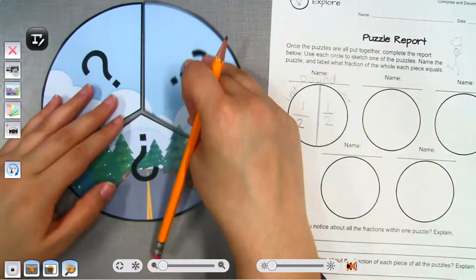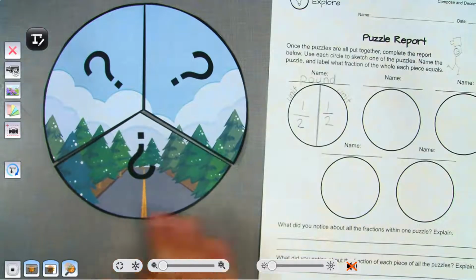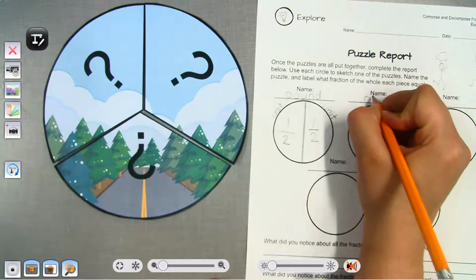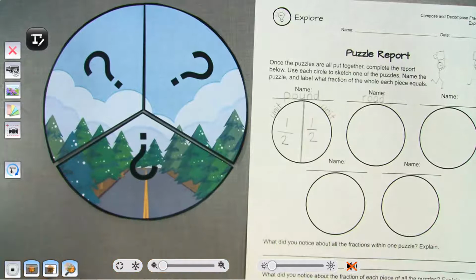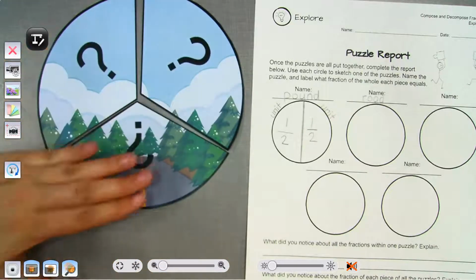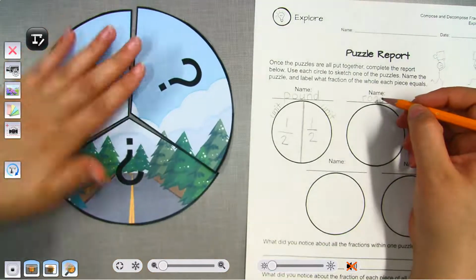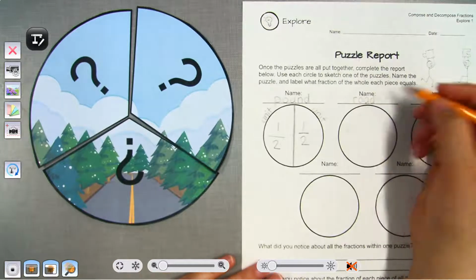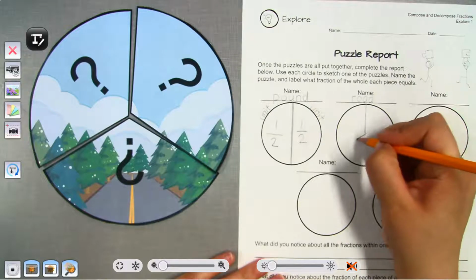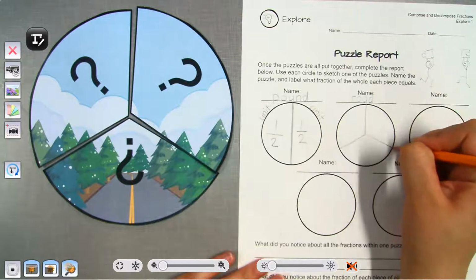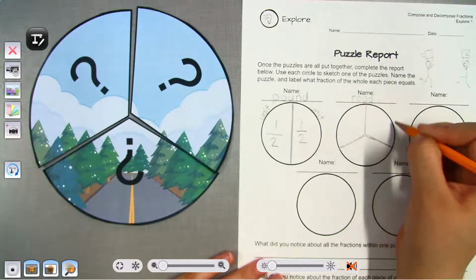What do you think this puzzle makes? Looks like a road. So in my circle number 2, I'm going to write road. And how many pieces does this have? 3. What fraction would I call this? Thirds. So in this circle, I'm going to make thirds. We do that by starting off with a half line, and when we get to the middle, we diagonal off to the side, kind of like an upside down line. So this is divided into thirds.